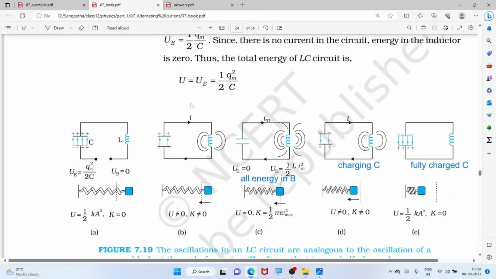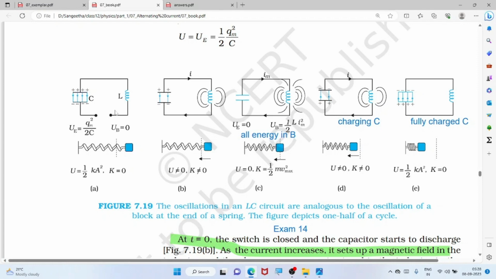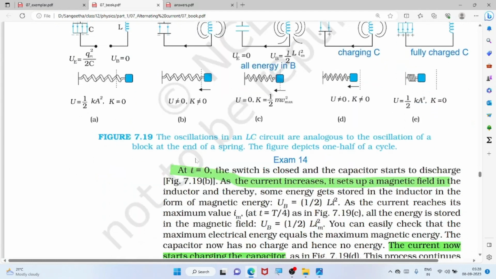So this is the free flux system. They have explained how this LC circuit oscillation works. The inductor is like a magnetic field energy, the capacitor is like a potential energy, and the inductor is like a kinetic energy.